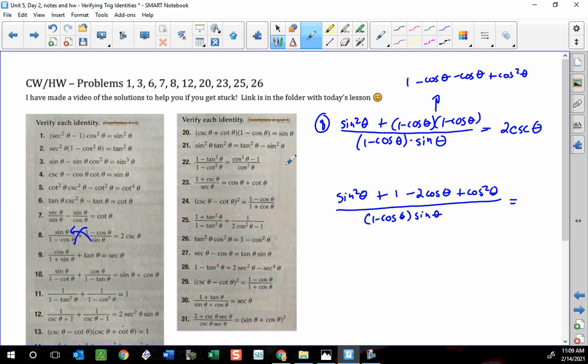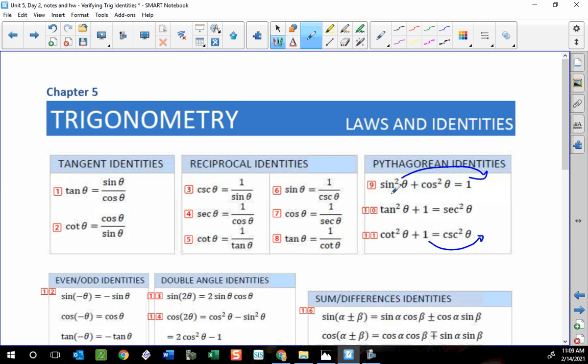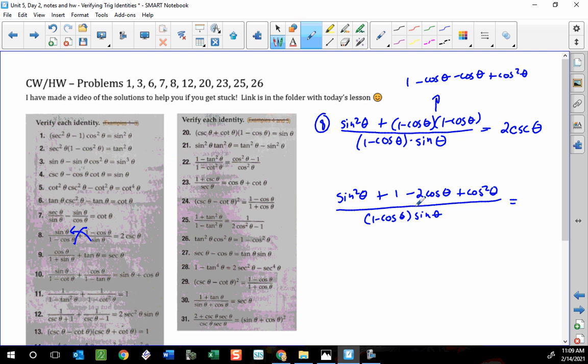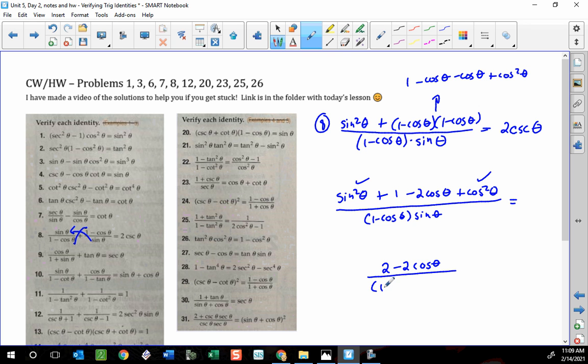All right, so let's take a look. Cosine squared plus sine squared. Remember, cosine squared plus sine squared equals 1. So I'm going to replace it. So this guy and this guy are replaced with 1. And I have another one right there. There's going to be 1 plus 1 is 2. So I have 2 minus 2 cosine theta over 1 minus cosine and sine.